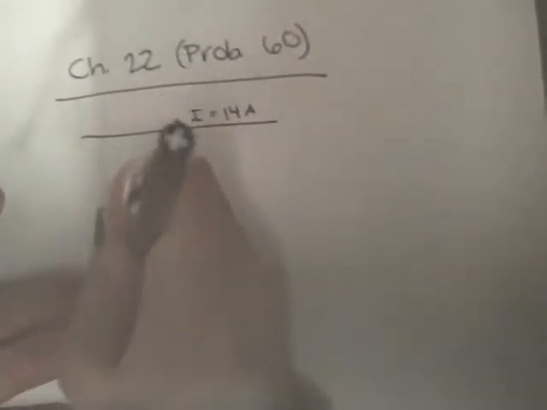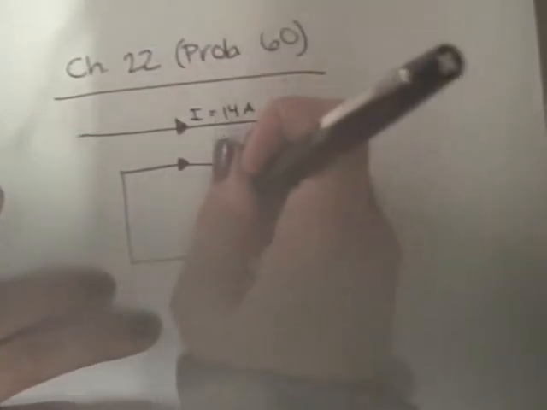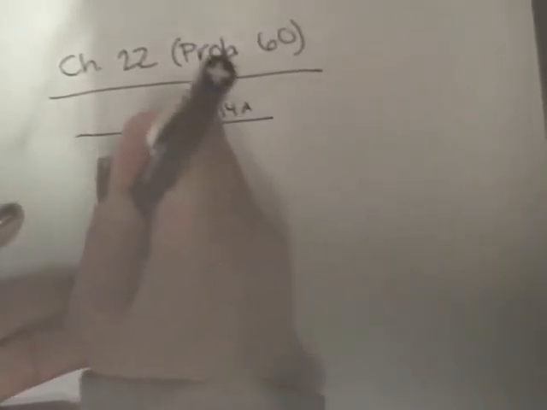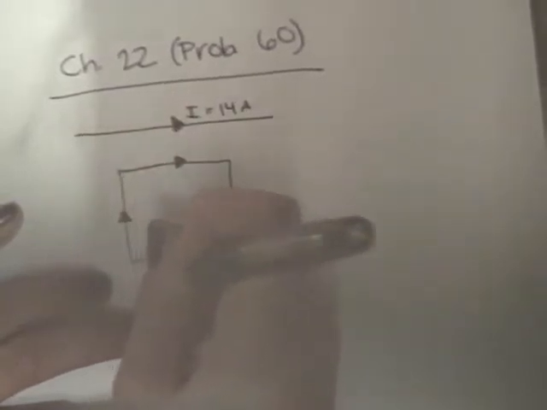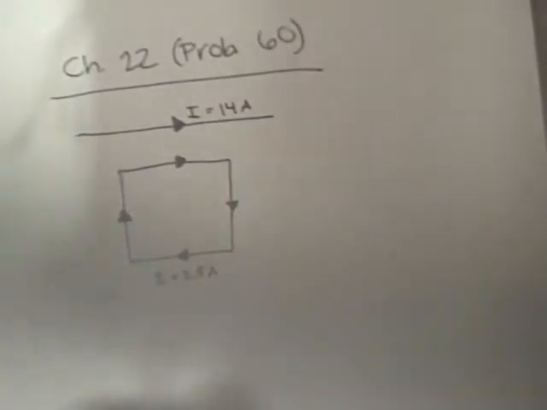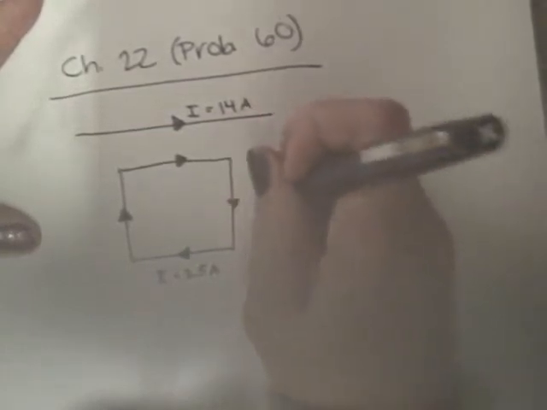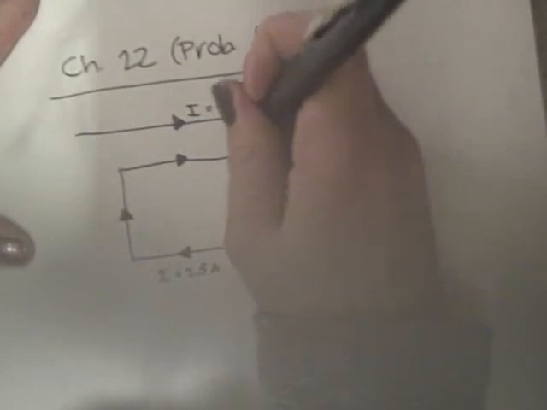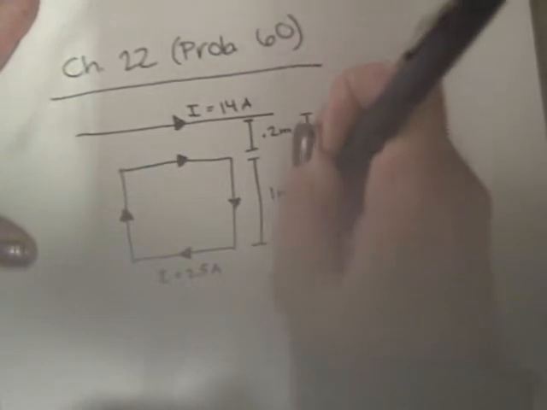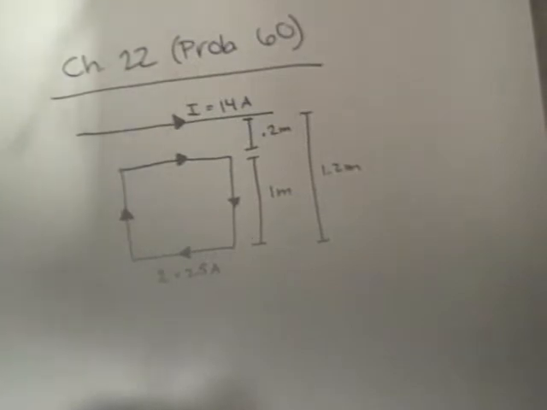And under that, you have a loop of wire that has current going clockwise, and that loop has a current of 2.5 amps. And they give you some distances. The length of the side of the loop is 1 meter, 'cause it's a square loop. And then the distance between the top part of the loop and the individual wire is 0.2 meters, making the distance between the top wire and the bottom part of the loop 1.2 meters.